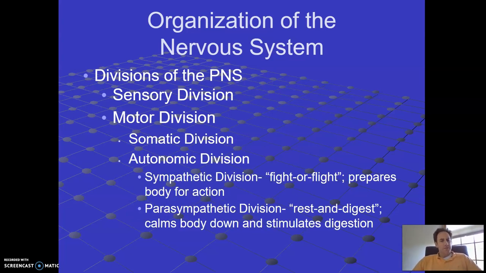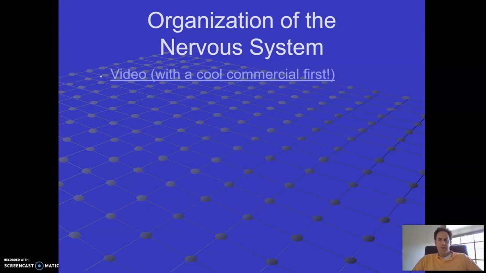Now here's where it gets a little confusing. The autonomic division can further be subdivided into sympathetic and parasympathetic divisions. For sympathetic, think fight or flight. This is what prepares you for action. For parasympathetic, think rest and digest. This is what calms you down and stimulates digestion. So let's figure out what that all means, because that's a little weird, right?